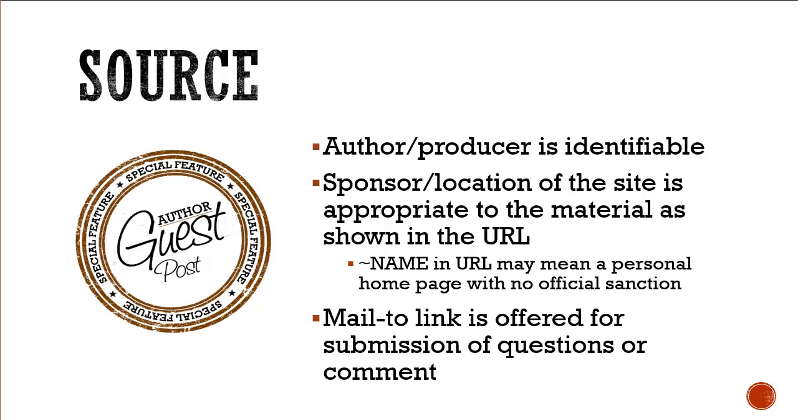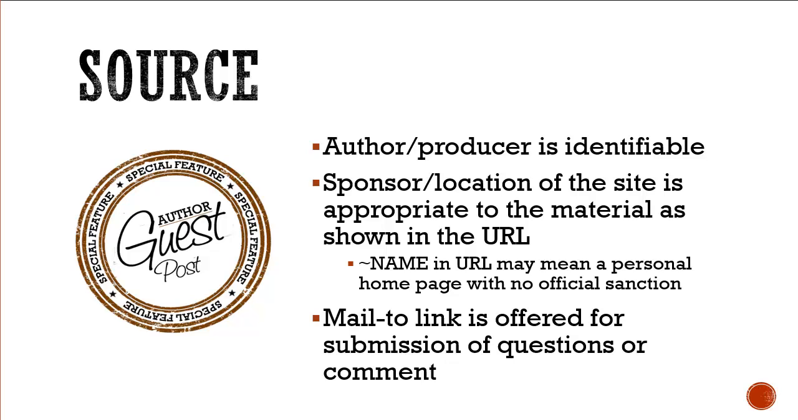Next is source. When we look at the source, we're looking at who the author is, who wrote this stuff. As we all know, anyone can write for the web these days. So we want to make sure that there's an author or a producer or a sponsor or someone that's going to claim responsibility for writing that content. Keep in mind the name in a URL: if I had a URL called marksmith.com, that's a personal homepage possibly, and you want to try to avoid things like that.